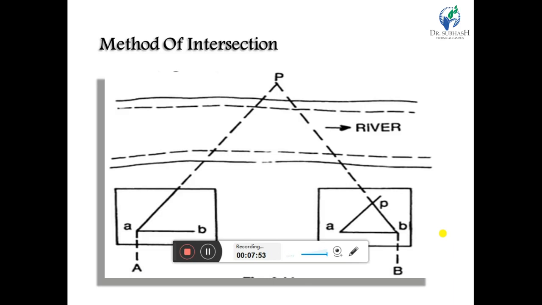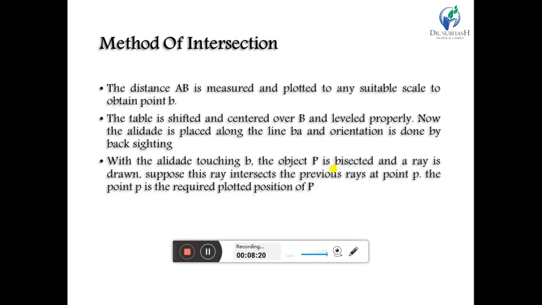After that, we have to pivot the LED about point B, sight the point P and draw the line with respect to the line of sight PB. The previous line AP and PB intersect at some point, and that point is our required object point that we have to locate on our sheet. Now see the animation of the method of intersection.